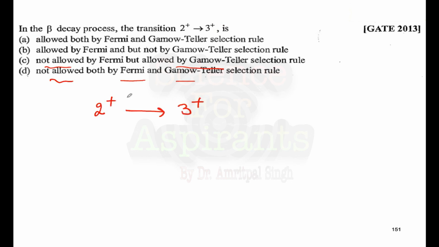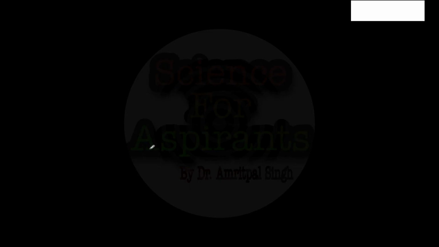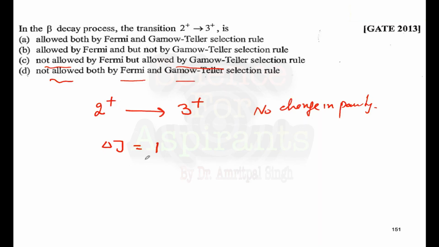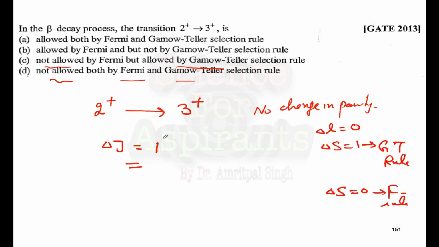You can see J is being changed by 1. So when J is changed by 1, what does it mean? For an allowed transition, we know delta L is 0, and delta S is 1 only in the case of GT transition, because of the Fermi rule. So total delta J is 1. Total J is the sum of delta L plus delta S.